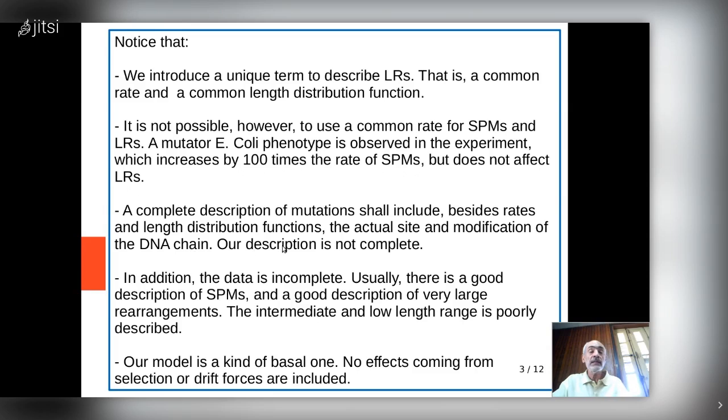Our description is not complete, that is, we give a partial description of mutations. In addition, the data itself is incomplete. Usually, there is a good description of single point mutation and a good description of very large rearrangements. The intermediate and low length range is poorly described. Our model is a kind of basal one. There are no effects coming from selection; no forces are included in the model.